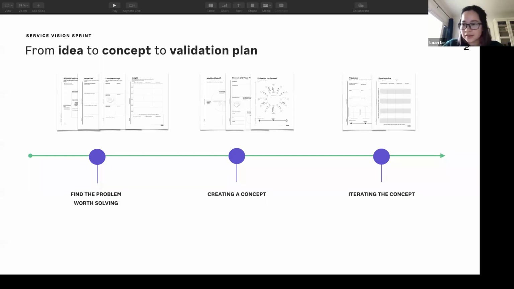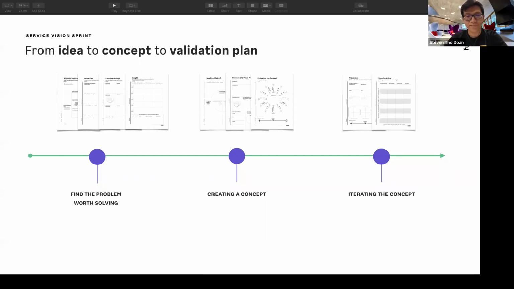So we always start with that canvas, and then the rest of the canvases are tailored depending on the need of the project, whether they already have some idea and want to clarify that idea and then evaluate or iterate the concept, or they don't have any idea, they just have an objective and they want to ideate. Then the set is different.